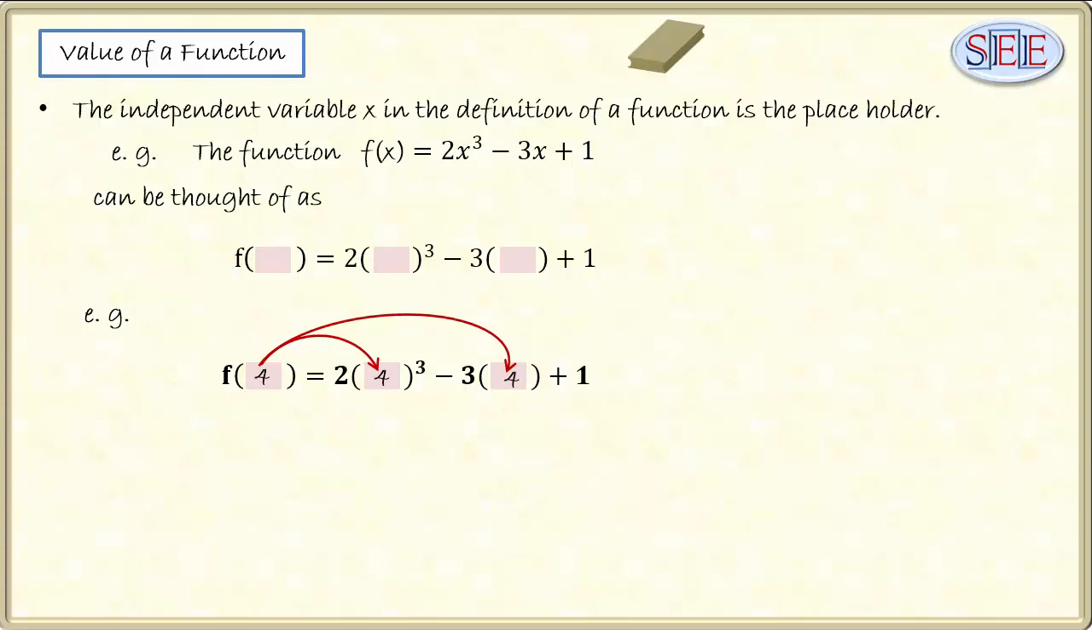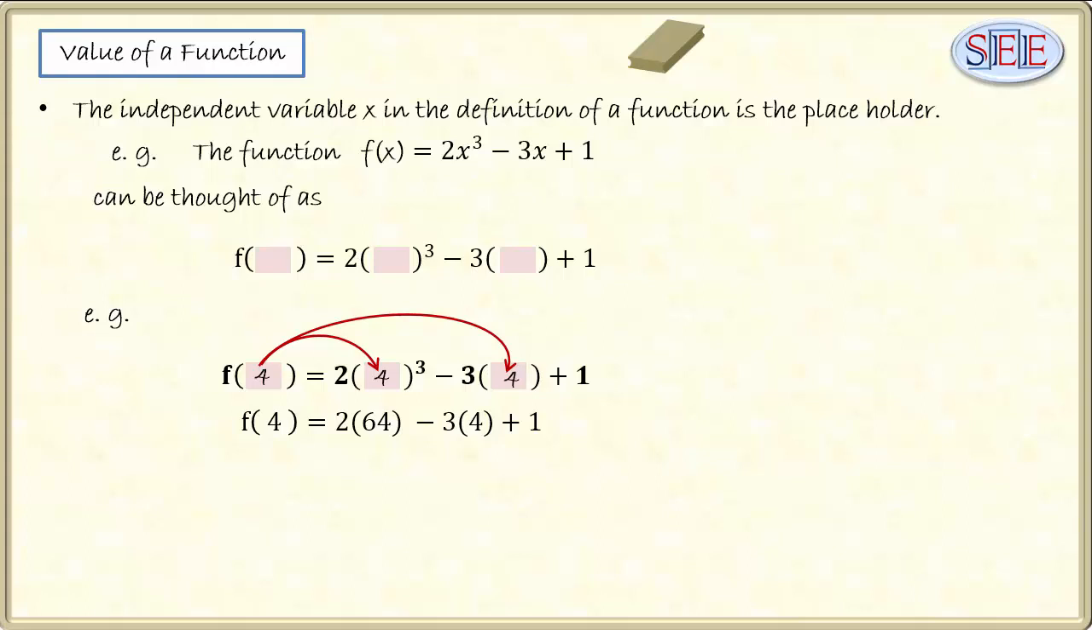So f of 4 will now equal 2 multiplied by 4 raised to 3 minus 3 multiplied by 4, then plus 1. So I will simplify this problem and get the final answer. First I will get the cube of 4. Cube of 4 simply means 4 times 4 times 4. So that answer will be 64. So I'm going to have 2 multiplied by 64 minus 3 multiplied by 4 plus 1.